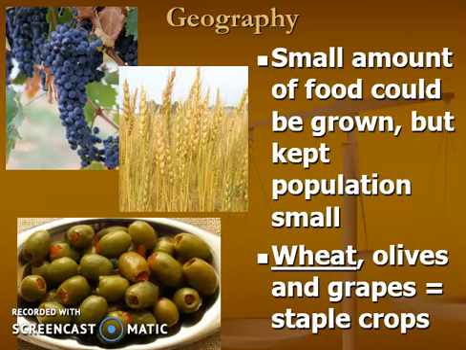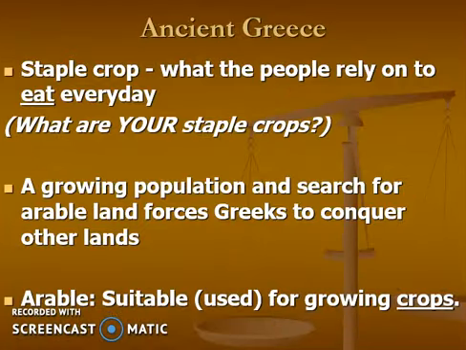This is going to have an impact on the population. If you can't produce enough food for a large population, then your population cannot grow. And so that is going to limit ancient Greece's growth. The things that they are able to grow quite easily in Greece are going to be wheat, olives, and grapes. These are staple crops. A staple crop is what the people rely on to eat every day.